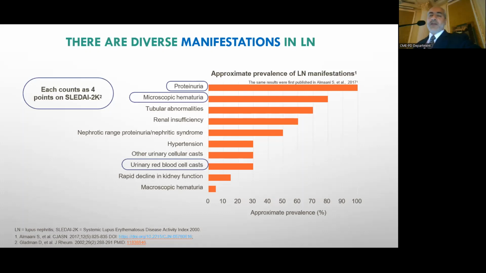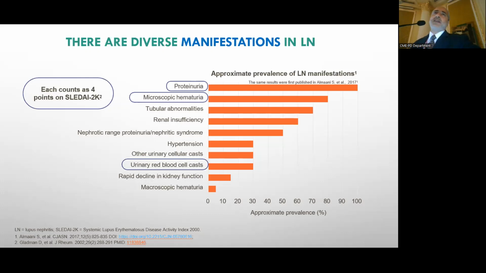These three findings in the urine analysis are very important to highlight, because they are part of the SLE disease activity index that is used to stage the degree of activity or the severity of active disease in lupus patients. Every one of these items, proteinuria, hematuria, or RBC casts, counts as 4 points in this SLE disease activity index. So only these 3 findings count as 12 points.